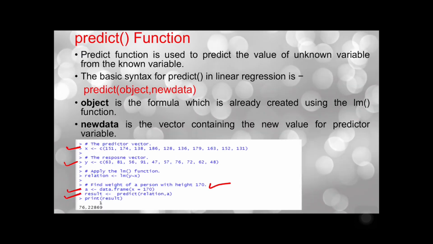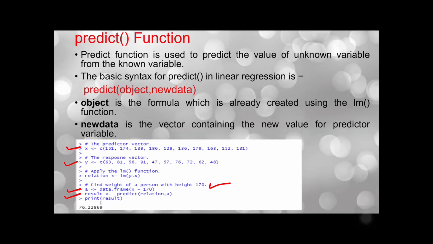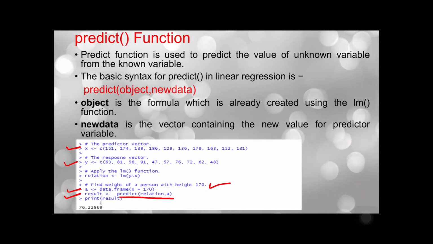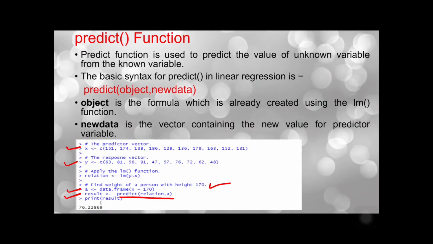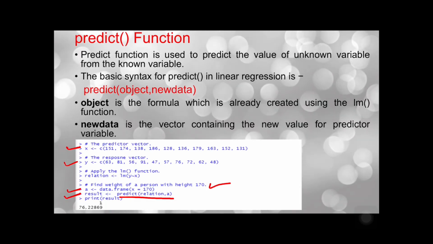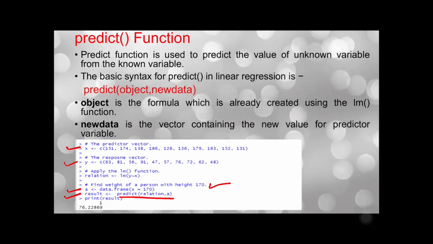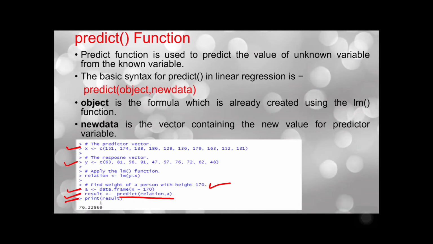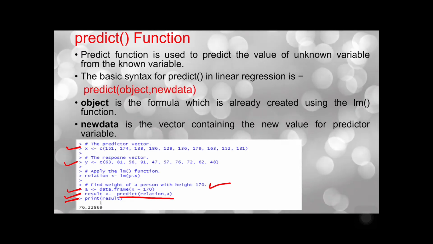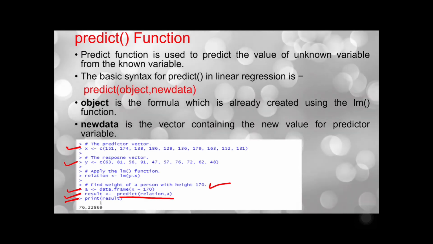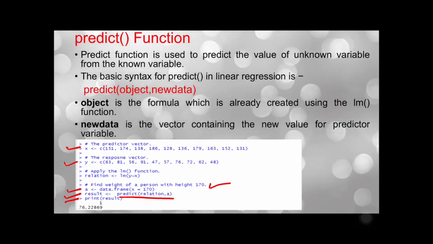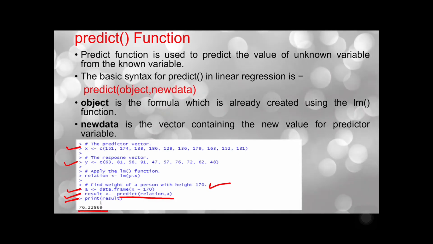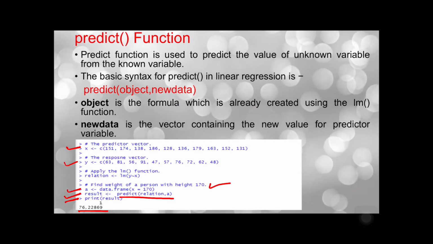And then we define one more variable, that is result. Then we use the predict function: predict(relation, a), where the name of the object is relation and the name of the new data is a. And then we use the command print(result). When we execute this particular code, we get the value of the weight as 76.22, when the height is 170. So this is how we use the predict function in R.